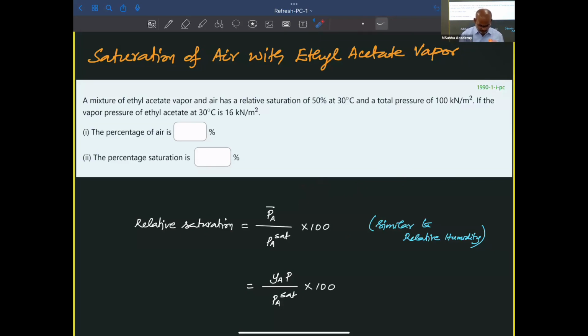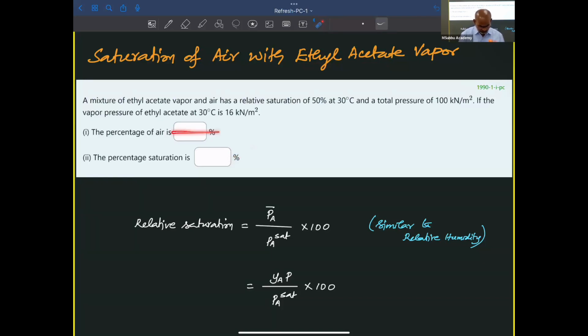So what is the formula for relative humidity? We say partial pressure of water vapor divided by vapor pressure of water vapor. In place of water vapor, it is going to be some organic component. And the partial pressure is simply the mole fraction of the component multiplied by the total pressure. That's it. So here it is about getting the percentage of air in this air-ethyl acetate vapor mixture and the percentage saturation of ethyl acetate in this ethyl acetate-air system.